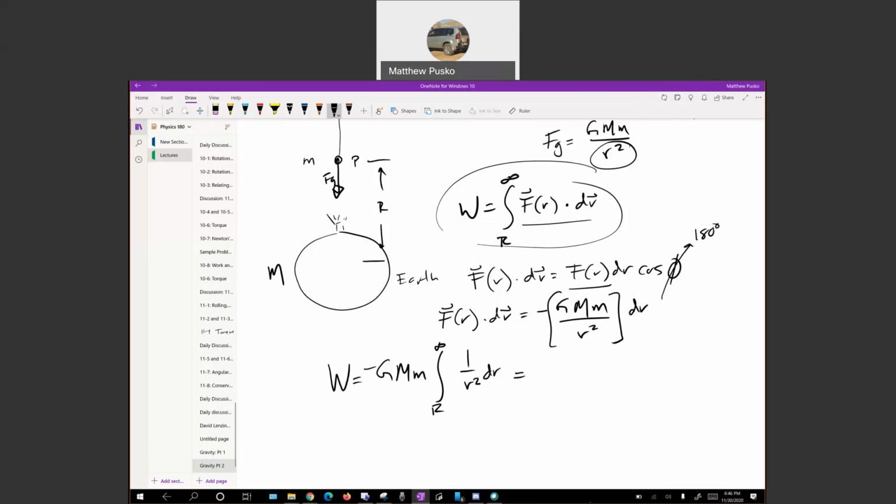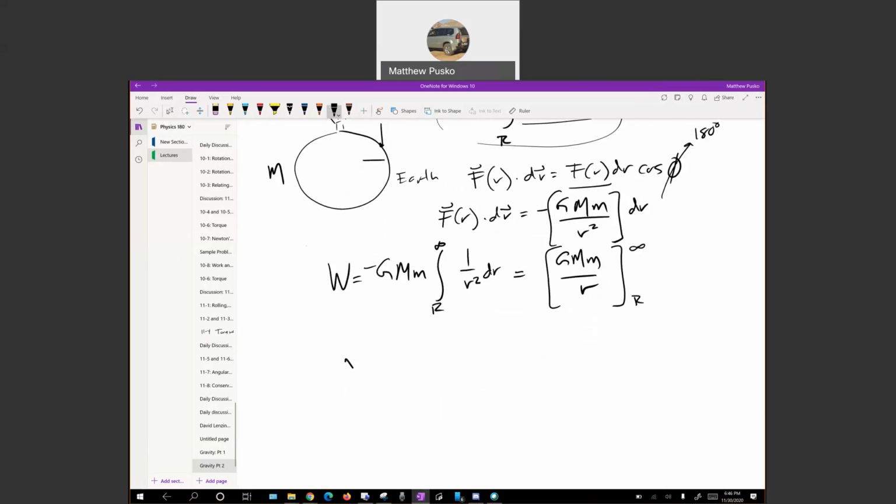And what does that give us? It gives us a 1 over r function. And we can evaluate that from any r out to infinity. At the upper limit, we get 0, and at the lower limit, we get G big M, little m over capital R. So really, just the work to take an object from some position P out to infinity would be equal to G M m over r.